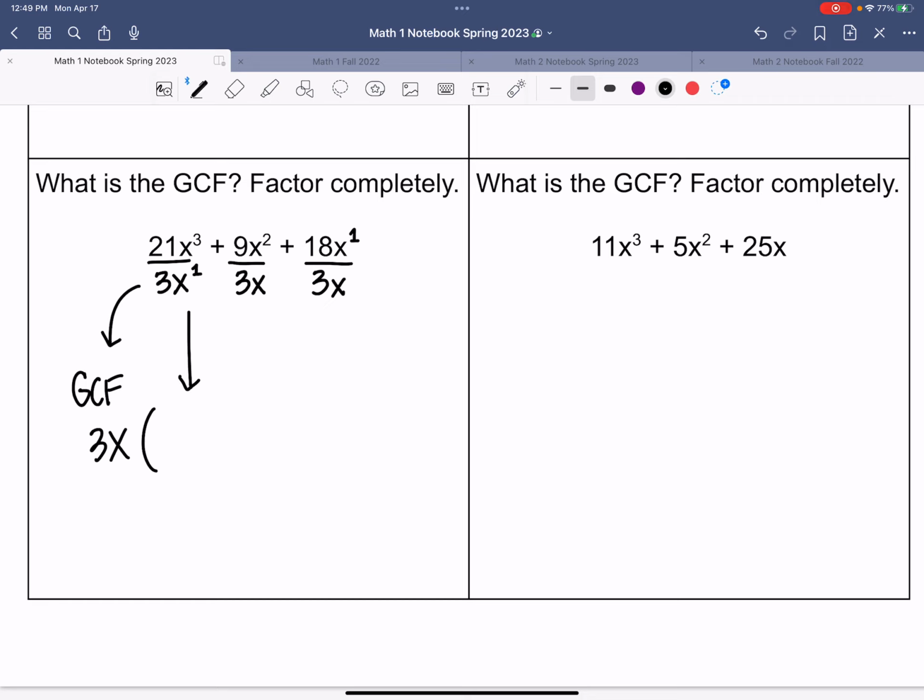So this was x to the first, so one of these gets taken away, becomes a 2. So 21 divided by 3 is 7, and we have x to the second power remaining. Then 9 divided by 3 is 3. Again, we had an x to the first power, so that's going to take away 1. So that's just x to the first power remaining. And 18 divided by 3 is 6. x to the first over x to the first is eliminated.